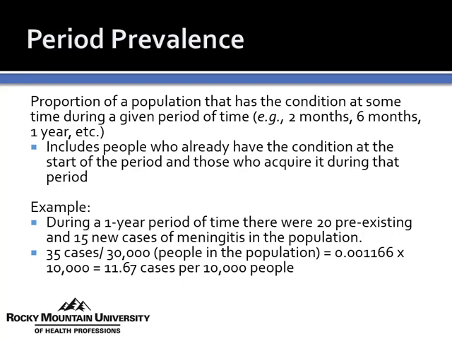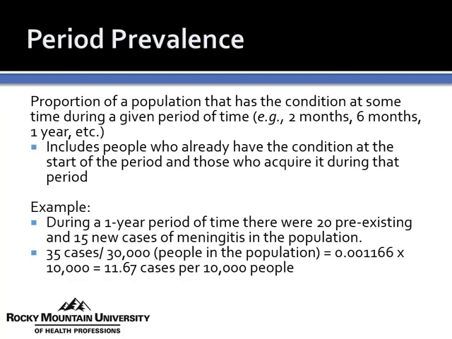You see what the math there is, 0.001166. And then we multiply it by some factor of 10, in this case 10,000, we're able to say that there are 11.67 cases per 10,000 people. That's the period prevalence over the course of a 1-year time period.